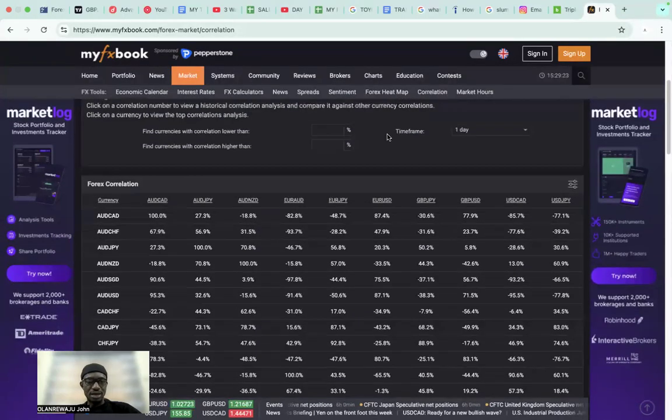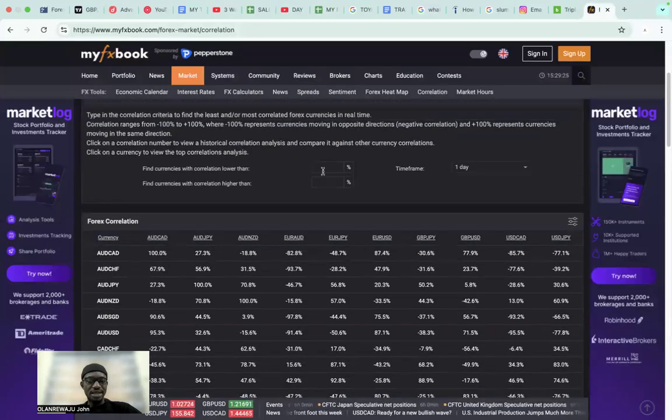And then this is where you can now say that I want to see assets whose correlation is lower than a certain value. Thank God I came here, because I forgot, there are also assets that are inversely correlated. The ones that I just showed are positively correlated. What that means is that when one is buying, the other one too is buying. But for inverse correlation, when one is selling, the other one is buying.